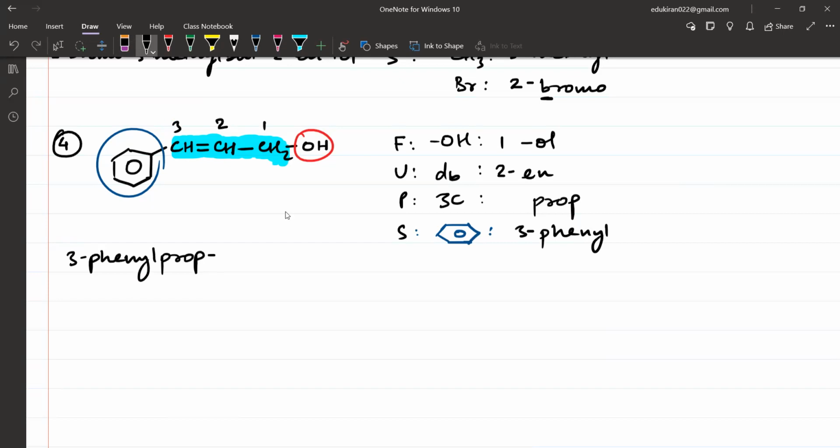prop 2 in 1 all. Understood this? Yes or no? Please tell me. Yes, sir.